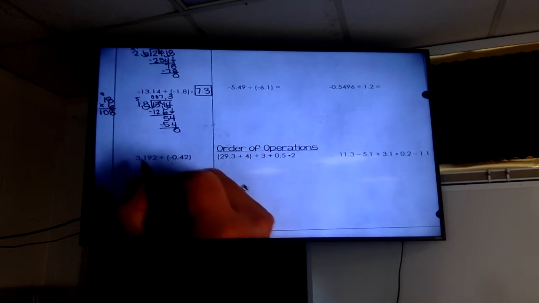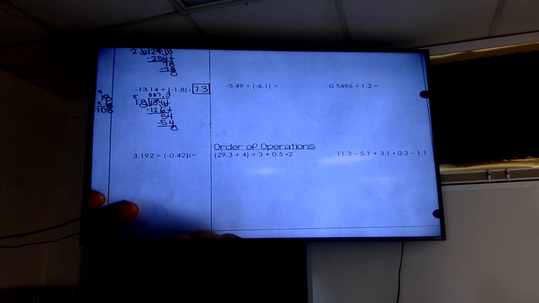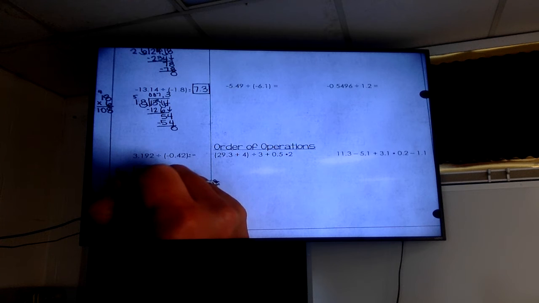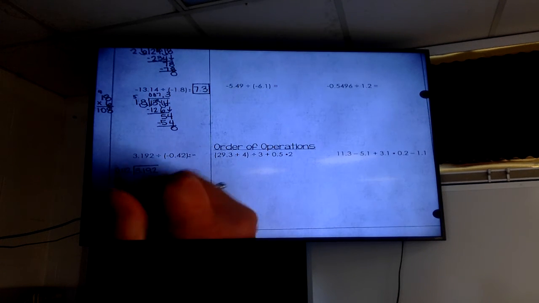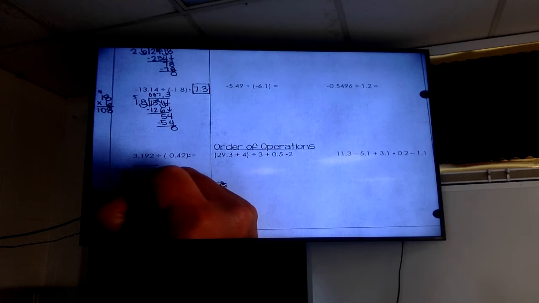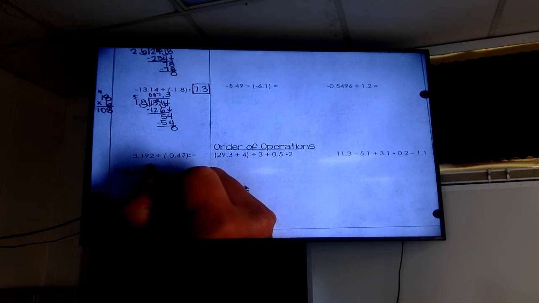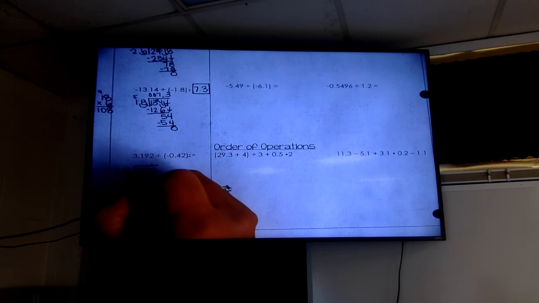All right, let's try another. I have a positive divided by a negative. So I know my answer is going to be negative. Let's try the problem. 3 and 192 thousandths goes in the box. 42 hundredths goes on the outside of the box. I need to move my decimal point 2 times this time to get it to a whole number, which means I have to move it 2 times here and bring it straight up, right between that 9 and the 2.